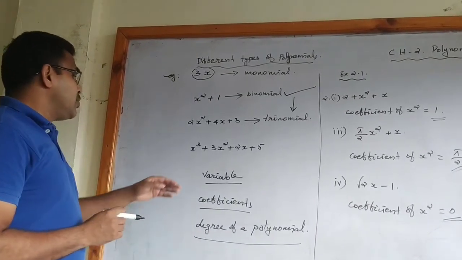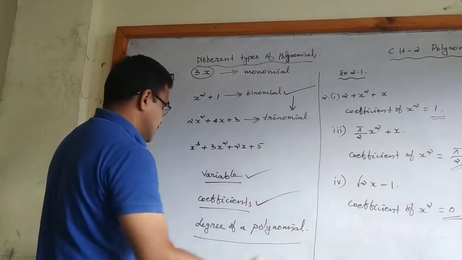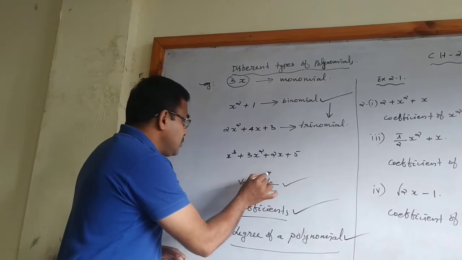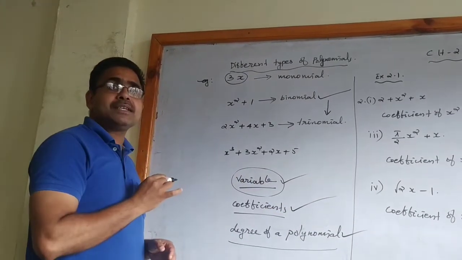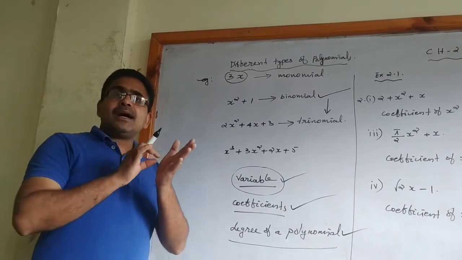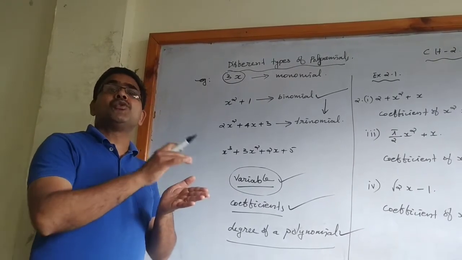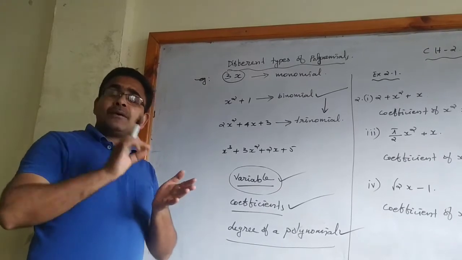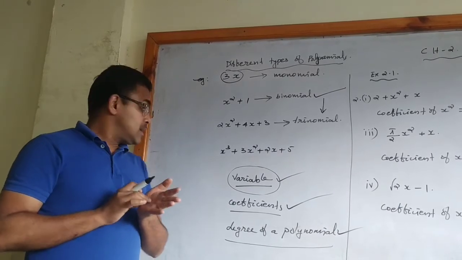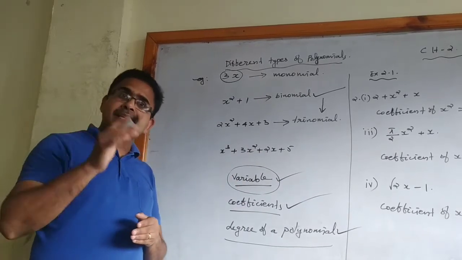In polynomials we study different items: what is a variable, what are the coefficients, and what is the degree of a polynomial. These three we are studying now. You already studied in class 8 and class 7. What is a variable? In an algebraic expression, when we write letters like A, B, C or X, Y, Z or P, Q, R or M, N, we denote them as variables. Its value can vary, it will always change. That is why we call it a variable.